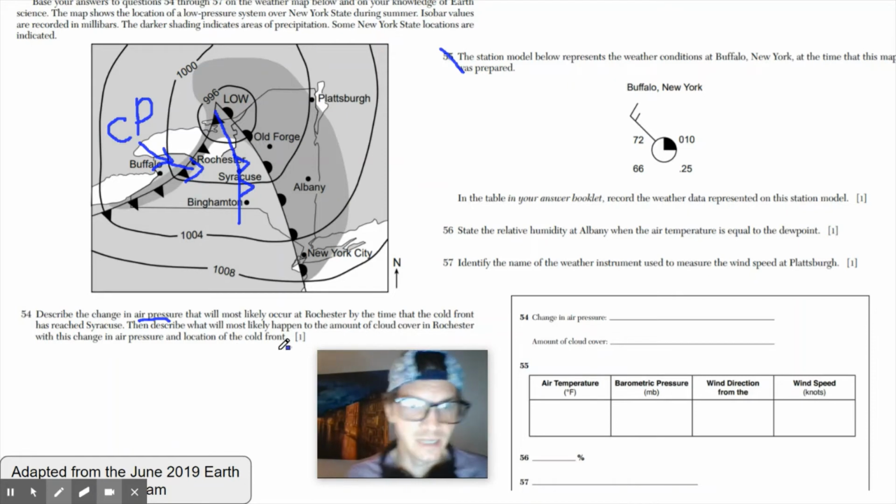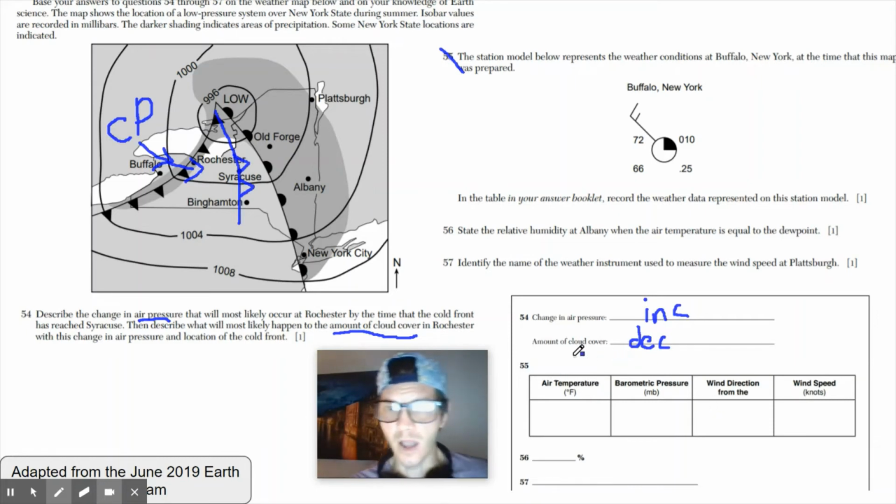So we're going to see a lower amount of cloud cover once that cold front passes for 54. So we have increased pressure, decreased cloud cover. So we can put that in here. Increased air pressure, decreased cloud cover.